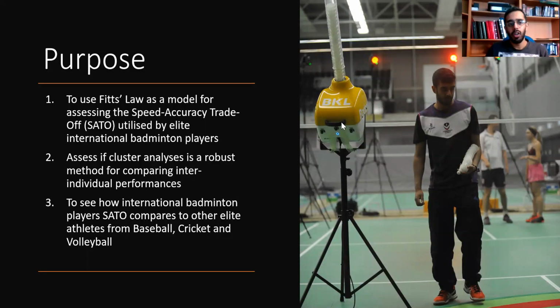The purpose of the study was to, number one, use Fitts' law as a model for assessing speed accuracy trade-off amongst elite international badminton players. Number two, to see if cluster analyses could be used as a robust method for comparing inter-individual performances. And finally, number three, to see how international badminton players, in terms of their speed accuracy trade-off, compared to other elite athletes from sports such as baseball, cricket, and volleyball.